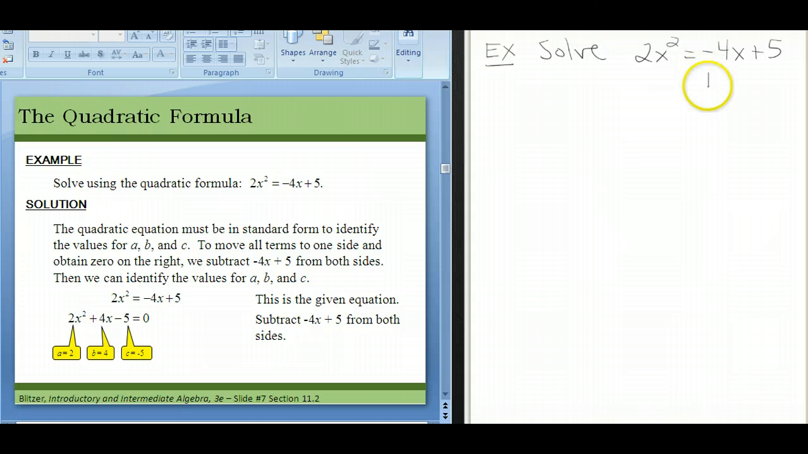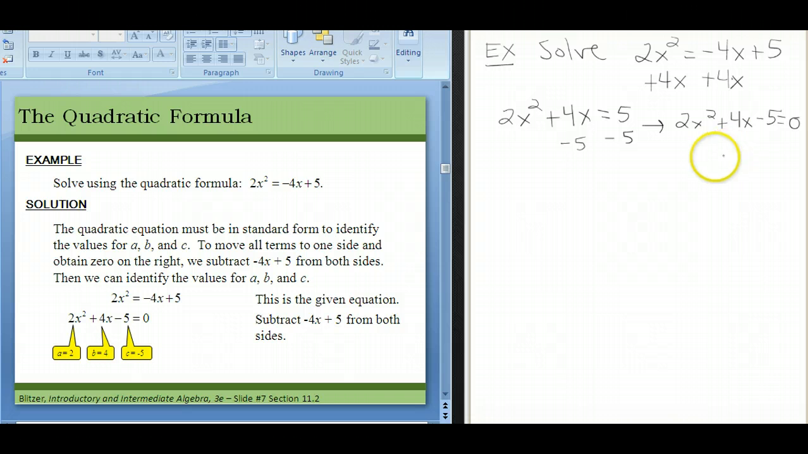So how do we do that? We add 4x to both sides to get 2x squared plus 4x equals 5. And then we have to subtract 5 from both sides, right? So really the quadratic equation we're working with is 2x squared plus 4x minus 5 equals 0.